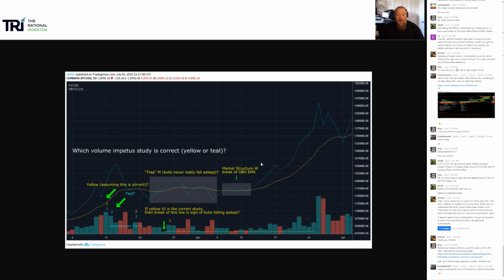Okay. And you probably know this now that we're at the end of class here. But the volume impetus study that's correct here is the yellow one, right? Because we have the movements between each of them. Yep. And you can see how it kind of followed along with OBV itself. This is something Brian mentioned earlier, right?